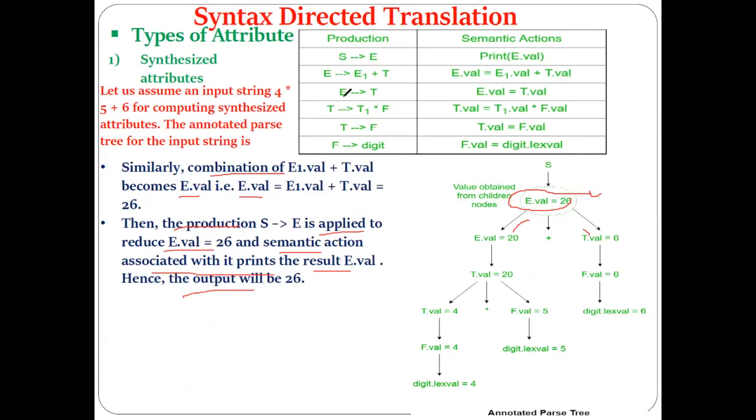Lastly, the last rule is being applied here. S derives E. Its semantic action is what? Printing the value of E, that will be performed here. Okay. S can be reduced to E, so printing the value, that is 26, will be done here. That is the output 26 we will get. Okay. So in this way, you can compute the value of attributes.